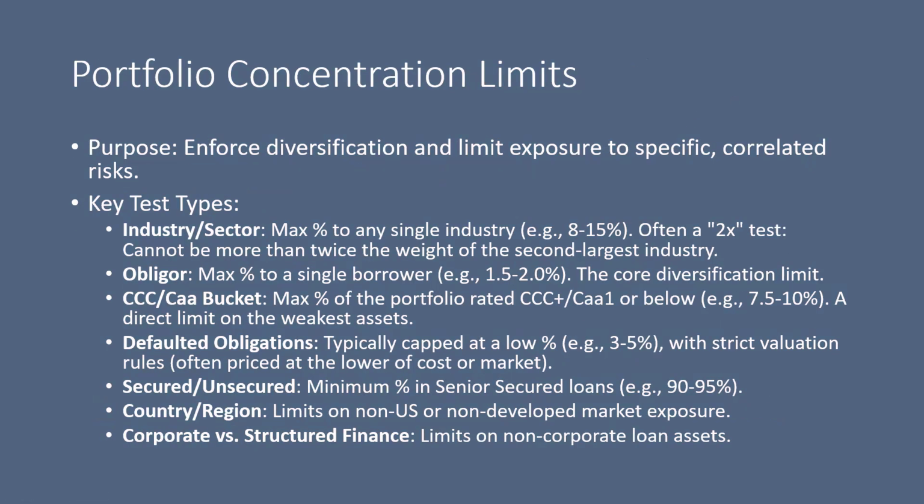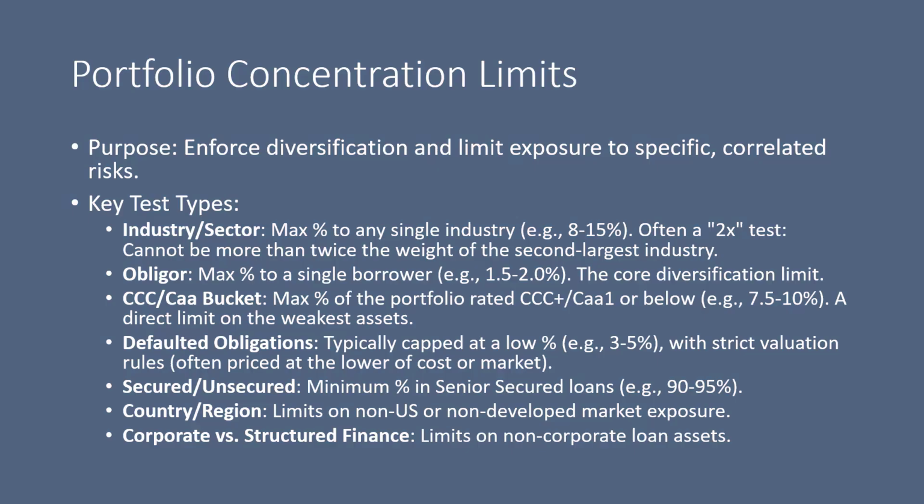Okay, so beyond the weighted averages, the indentures are filled with specific concentration limits. These are, I guess you could say, the no-too-much-of-anything rules, right? You can't have too much here or too little there. The most critical are the obligor concentration tests, which ensure that no single borrower is over, let's say, 1.5 to 2% of the portfolio, and the industry concentration test, which prevents overexposure to certain sectors like retail or energy, right? That's just an example.